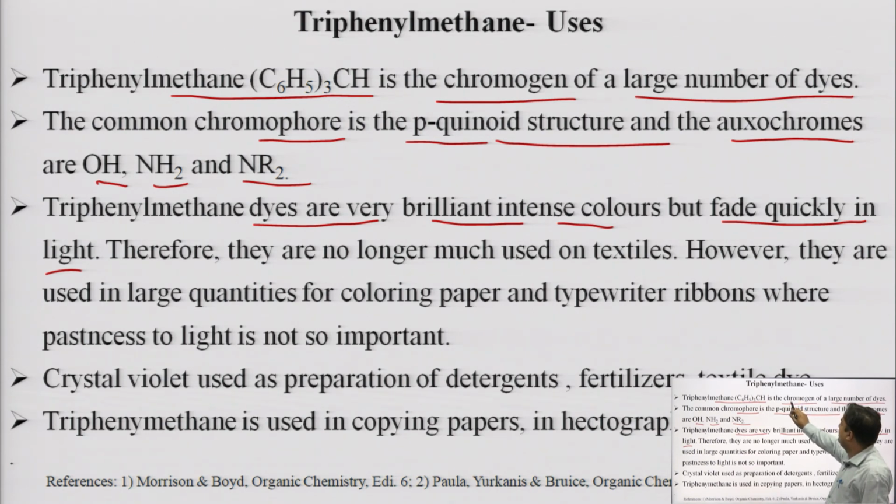We have already talked about how triphenyl methane provides the backbone of a large number of dyes. The common chromophore is the paraquinoid structure and the auxochrome. Auxochromes are compounds which increase the color, or you can say shift the wavelength of the absorbed radiation. The auxochromes used are the hydroxyl group, NH2 and NR2. Actually, these are used to enhance the color of the substance.